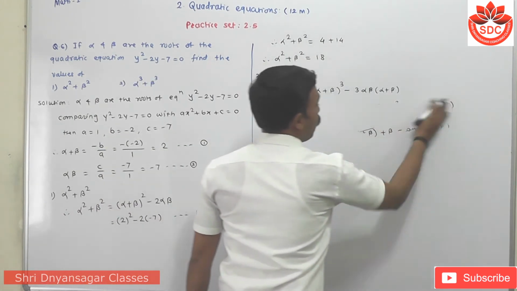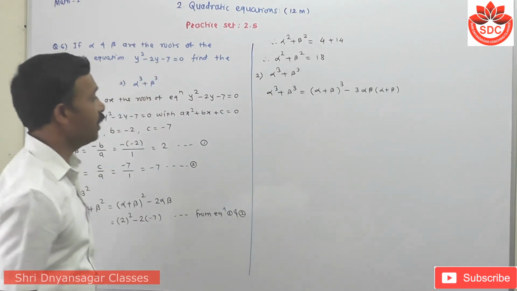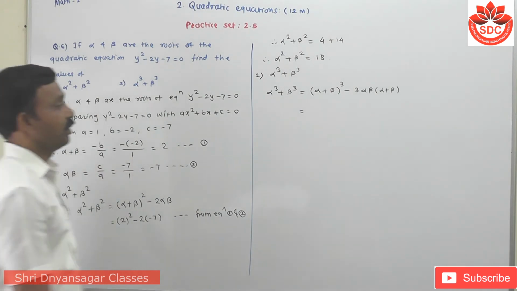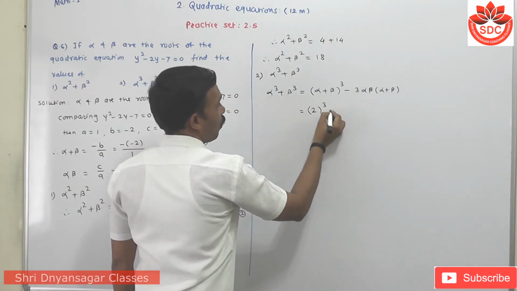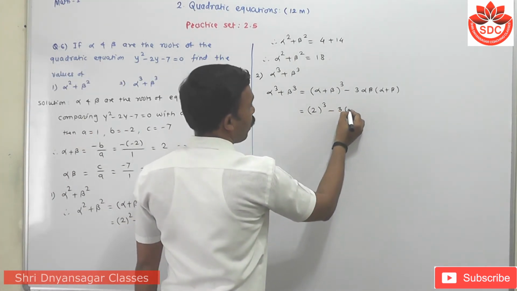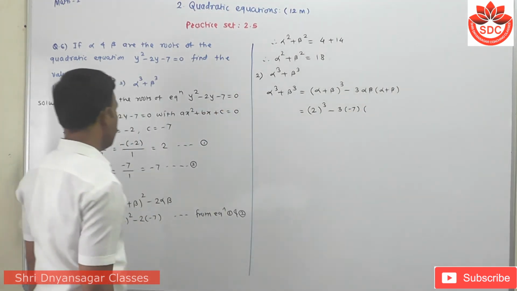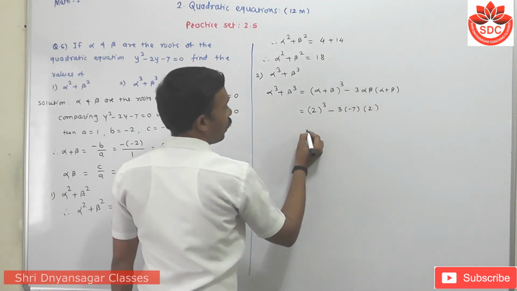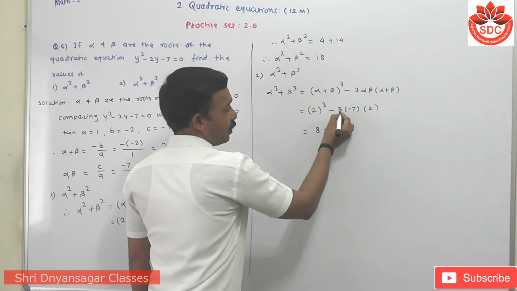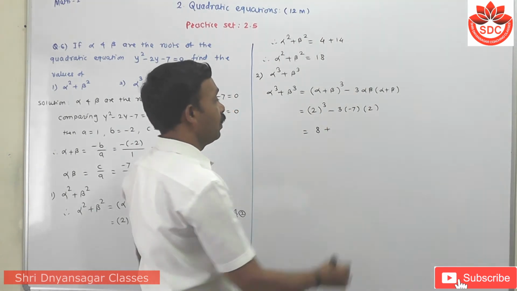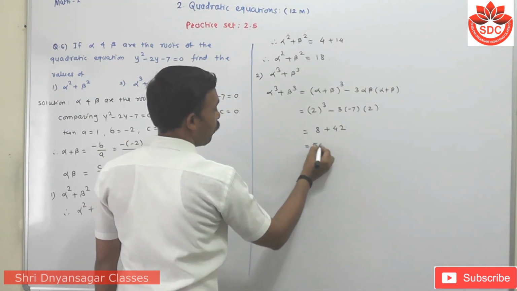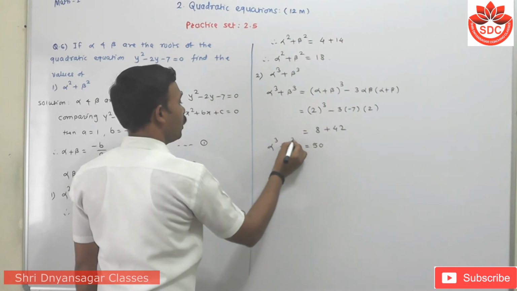Okay, we put the values from equation first and second. Alpha plus beta is equal to how much? 2. Then 2 cube minus 3 into alpha into beta, which is minus 7, then again alpha plus beta is equal to 2. Then 2 cube is 8, minus minus plus, 3 sevens are 21, 21 into 2 is 42. Then the addition becomes how much? 50. This means alpha cube plus beta cube is equal to 50.